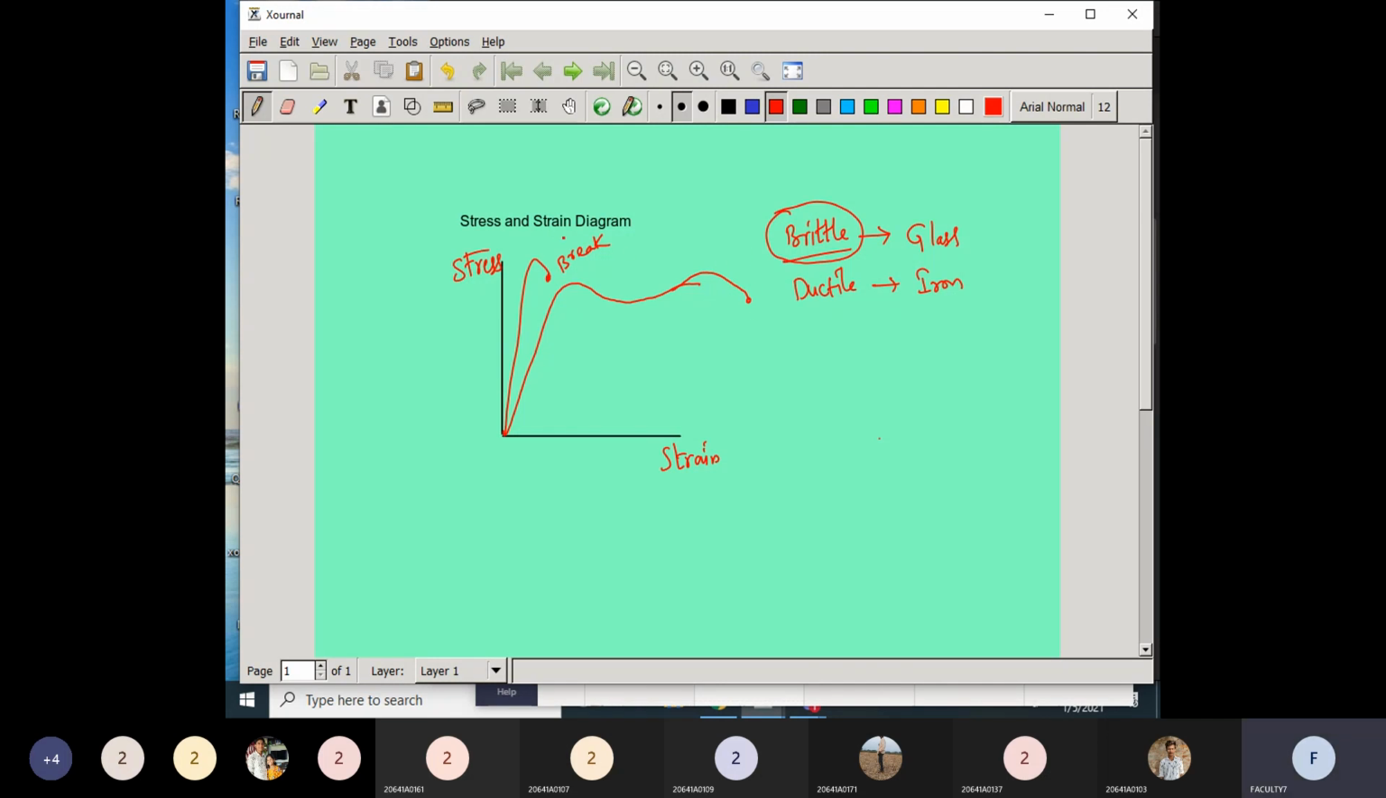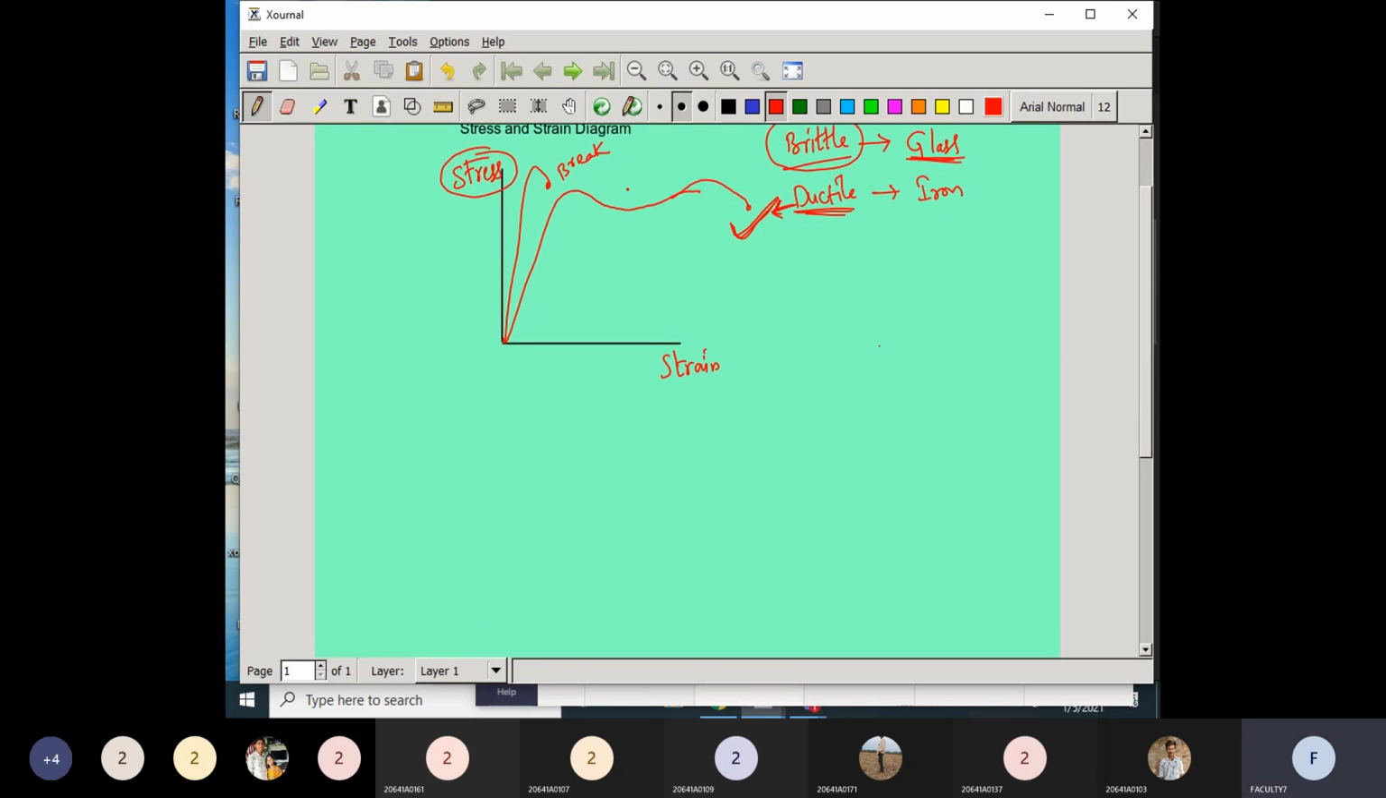So the materials which break easily under these stresses, we consider those as brittle materials. For example, I mentioned glass. Now regarding the ductile materials, these will not break easily. Those will have deformation when compared with glass. So let us have the extension of the ductile materials. Let us see about the ductile materials.